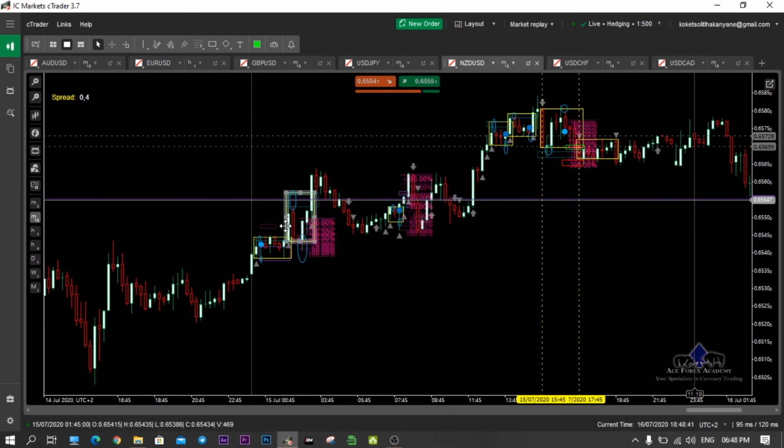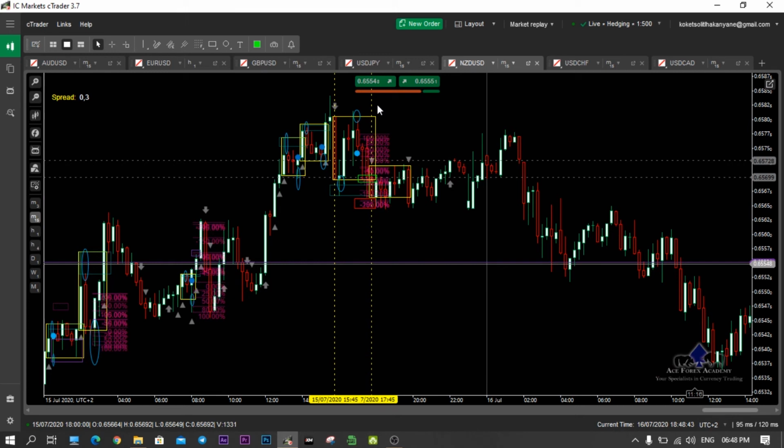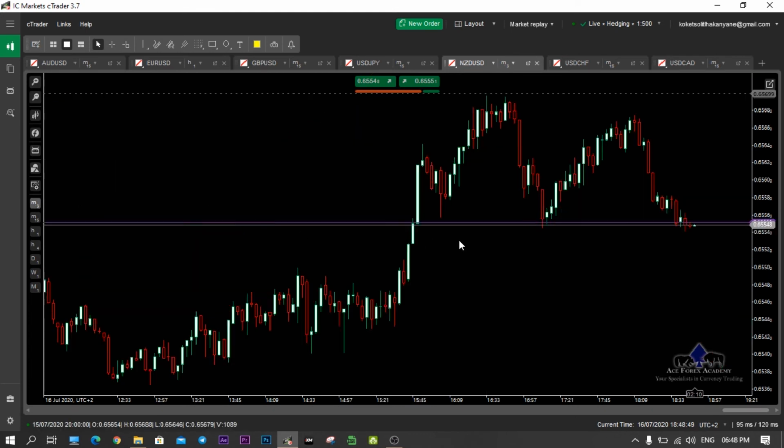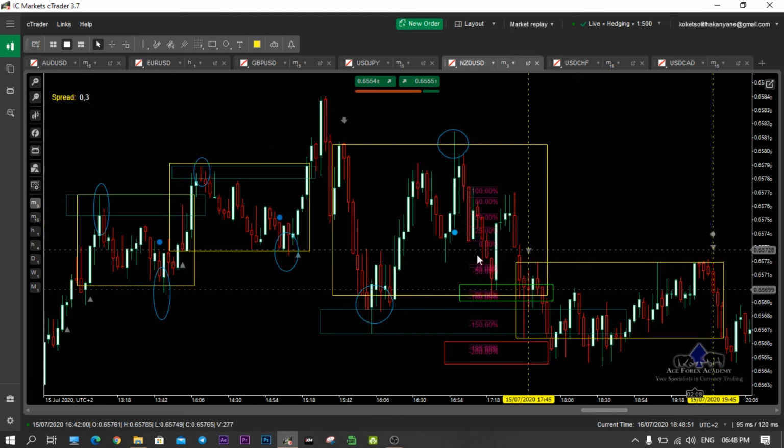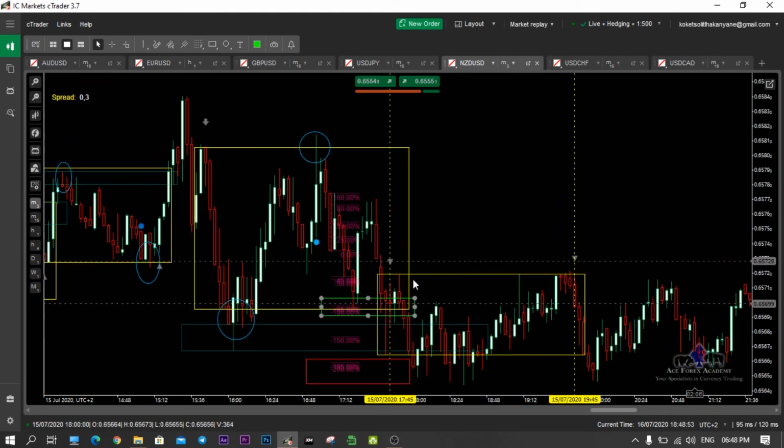Let's have a look at the next one, which is our last one, and it's this one over here, right? Let's have a look at how we would have approached it. Clean up the chart a bit so you can see, right?